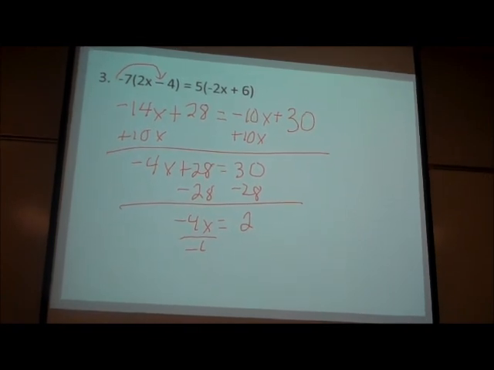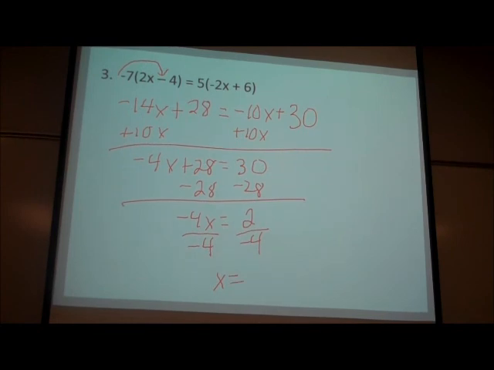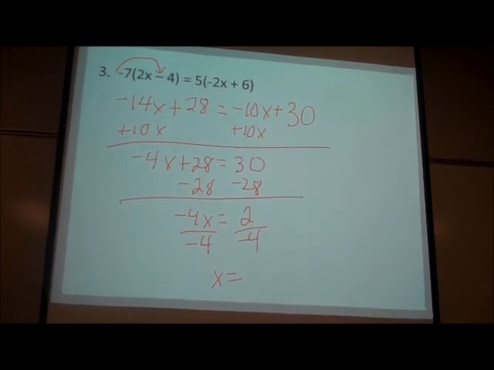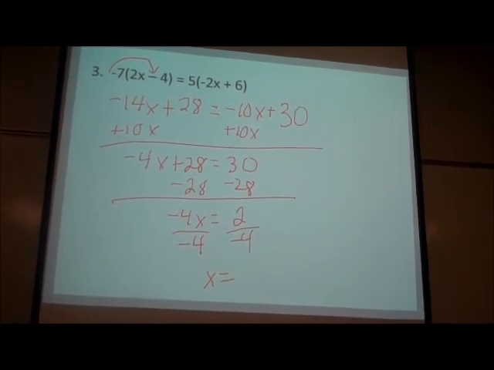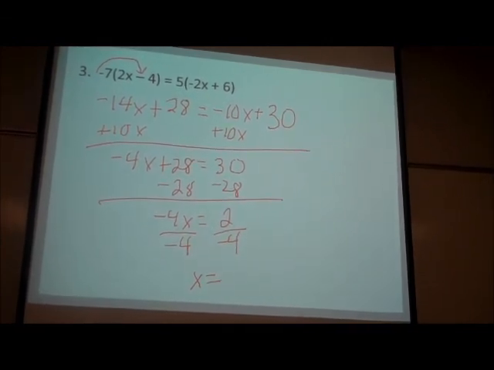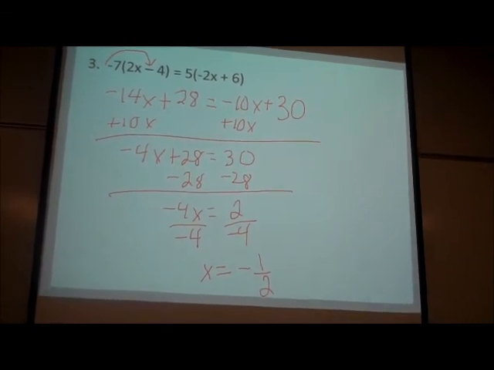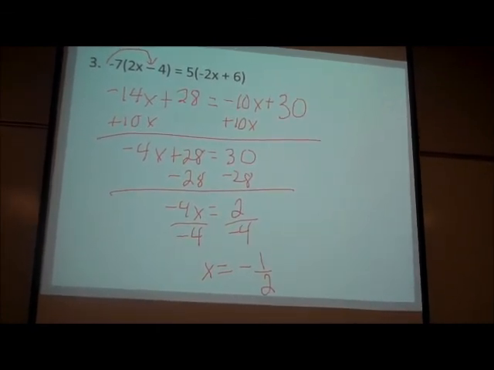Oh, my computer's being slow. x equals, how am I going to write my answer? 2 over negative 4. Nope. Chase? Negative 1/2. Yes. Negative 1/2. Don't forget you do need to reduce that one. So you get negative 1/2. Any questions on that?